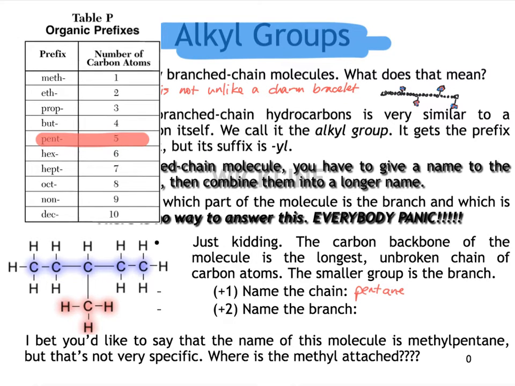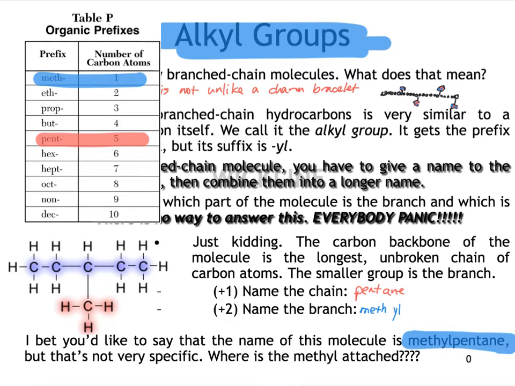Now we need to name the branch. So this appears to be the branch right here. It has only one carbon, so we will use the prefix meth for that. And the suffix is not going to be ane. You only give the suffix ane to the chain, not the branch. And the suffix YL is what we give to branches. So it'll be methyl pentane as basically the answer.